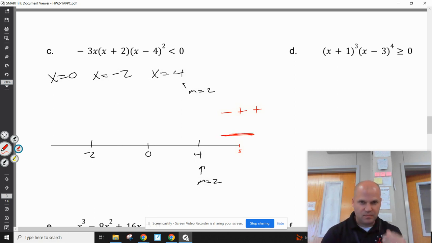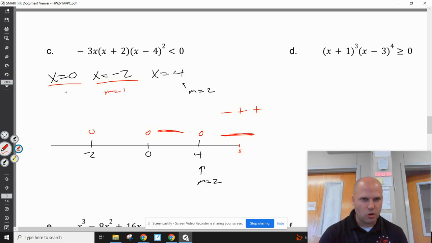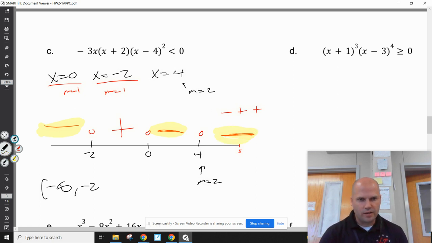Boom, big fat negative. When your multiplicity is 2, you don't change signs. You just hit the 0 and then you go back in the same direction. When your multiplicity is 1, your multiplicity is 1 here and your multiplicity is 1 here. When your multiplicity is odd, you do change signs. Boom. When are we less than 0? Here, here, and here. Negative infinity to negative 2, don't include it. 0 to 4, don't include it. 4 to infinity, don't include it. Got it?